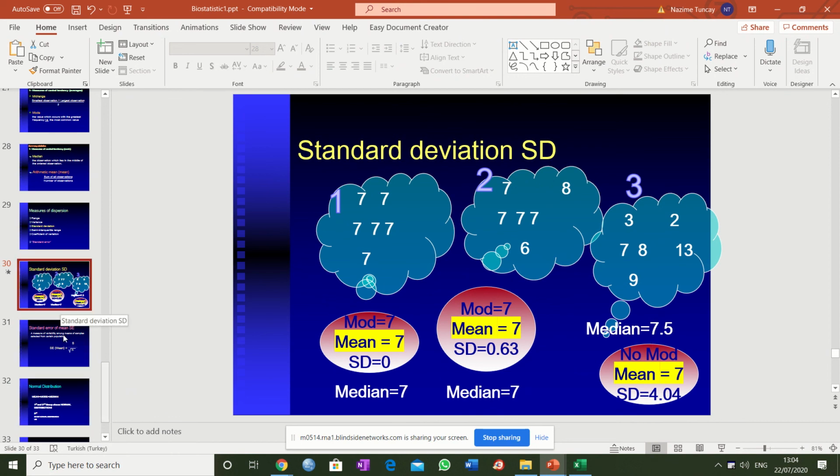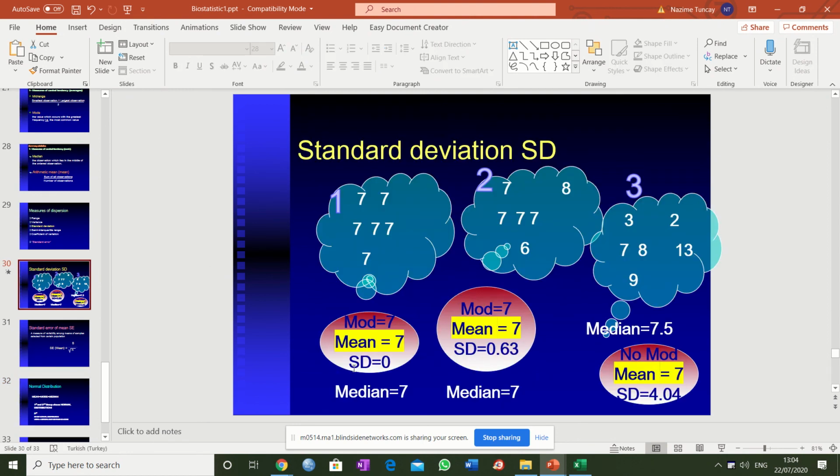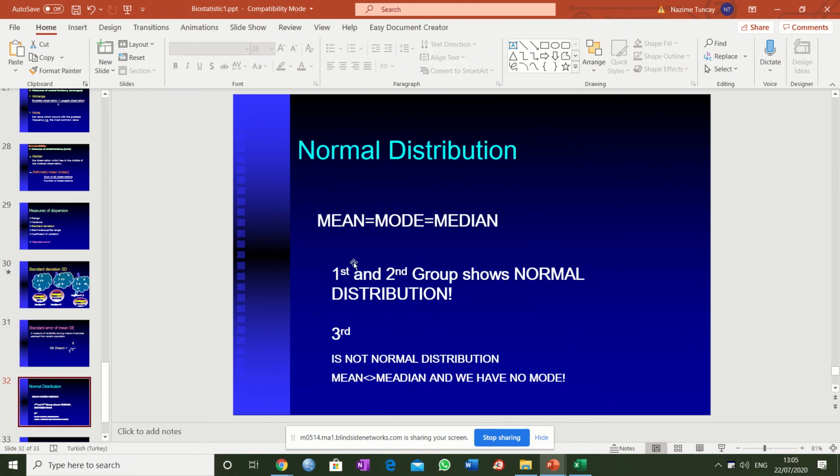So here mean is not equal to, I can express it like that, median, and we have no mode. So in order to have normal distribution, we have to have mean, median, mode equal. Here we see something with the standard deviation. Even if we have normal distribution, they can have different standard deviations. This is another important thing here.